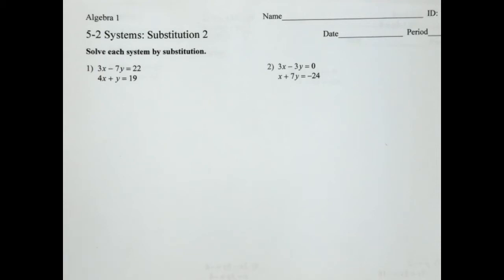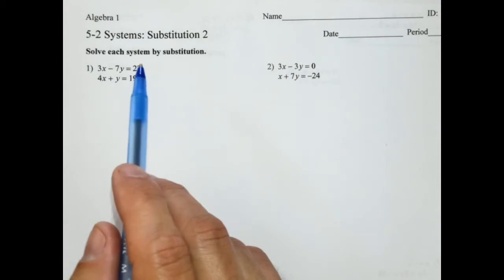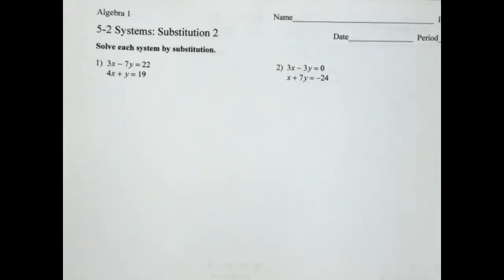Hey everybody, today we're going to start some more advanced versions of substitution problems with systems of equations. Yesterday we did some basic level ones, these are the more advanced ones, so let's get right to it. So right away you can tell these are different because neither one of these two equations has a variable by itself. Instead we're going to try to find a variable to isolate.